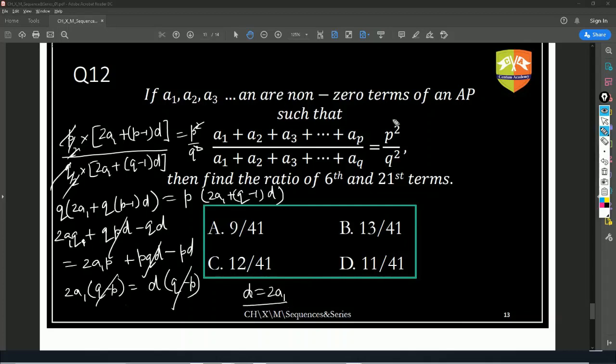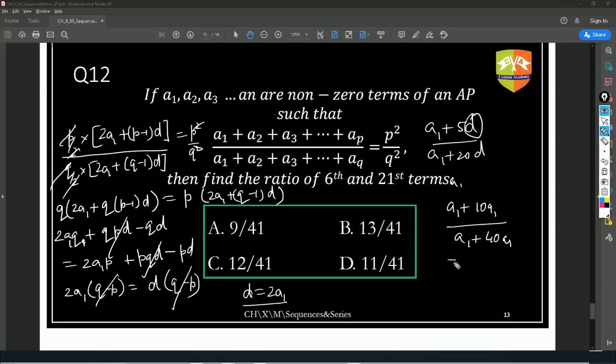Okay, now what you need to find out, 6th and 21st term. 6th term is a1 plus 5d, 21st term is a1 plus 20d. Now d is 2a1, so put 2a1, so a1 plus 10a1 and a1 plus 40a1, so hence 11 by 41. Right, this is one method.